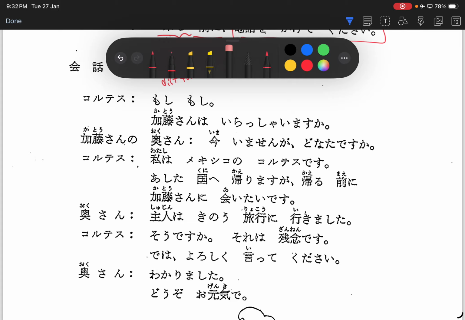Okay, very good. Only one intonation error lah. We say Kato. Kato-san. Kato. Not Kato with a different stress or something. Yeah, just Kato.